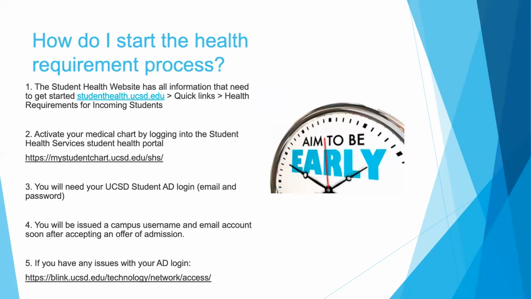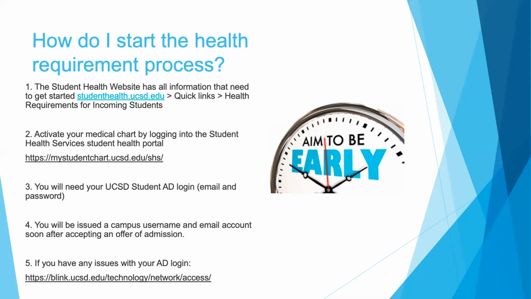How do I start the health requirement process? Everything that you need to know is on the student health website, studenthealth.ucsd.edu. If you go to the quick links, there's a link to the health requirements for incoming students. And we have the forms, we have everything listed there. There are all sorts of resources to assist you in this process.